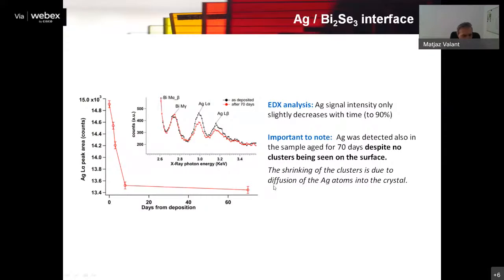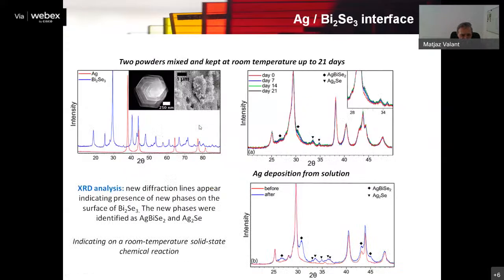I don't think I have time really to go into every detail of these studies. We have done some EDX analysis at the time of deposition and after 70 days, and we have seen some changes in intensity of peaks, but really we haven't seen that the silver peaks would disappear. So we concluded that some silver kind of diffused into the bismuth selenide, but it didn't disappear from this position.